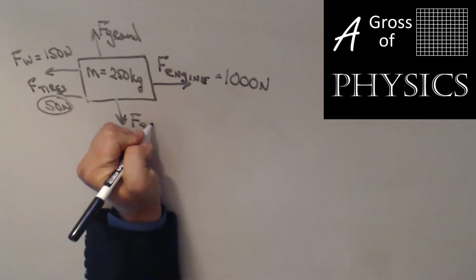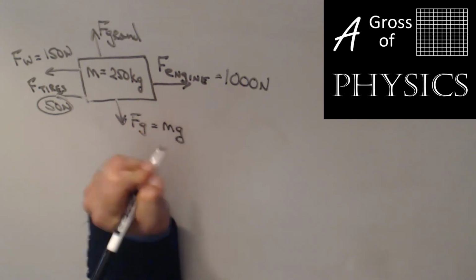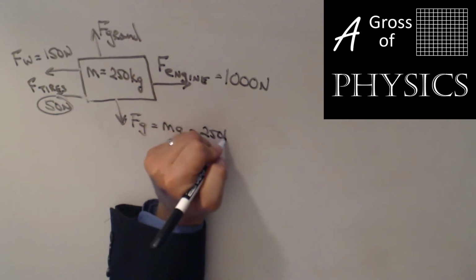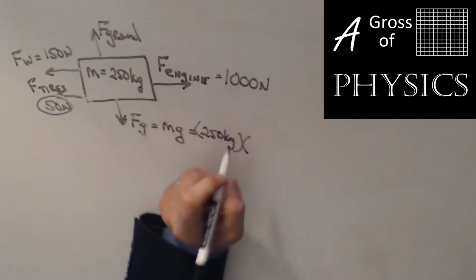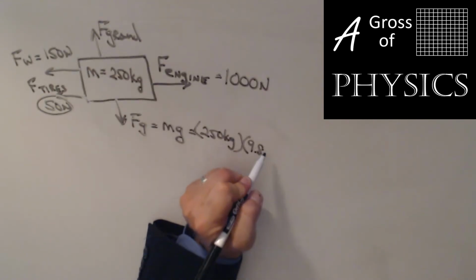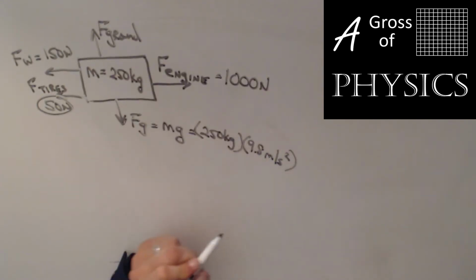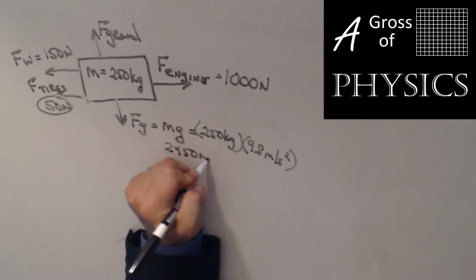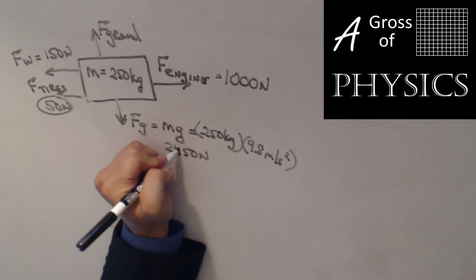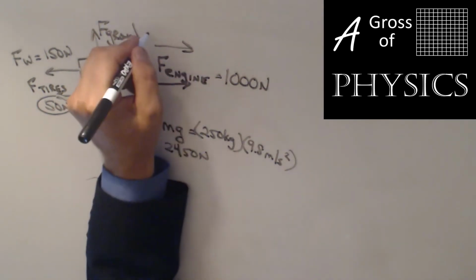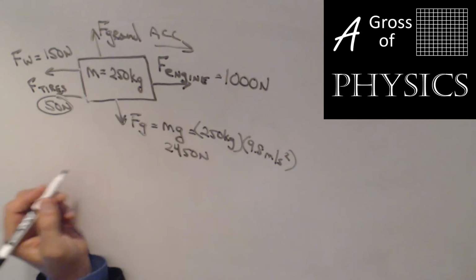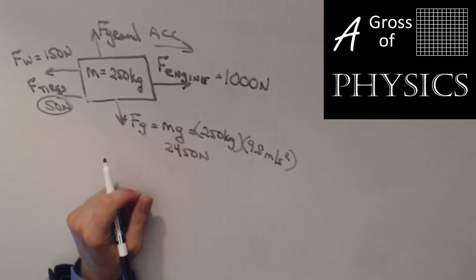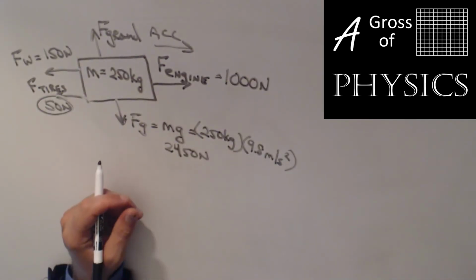So I'm going to find the force of gravity. I'm going to do mg. So that's 250 kilograms times 9.8 meters per second squared. So using the calculator, 250 times 9.8, and that'll yield 2450 newtons. Now, the direction of the car is to the right, so I'm going to put acceleration to the right. Doesn't touch the free body diagram because it's not a force, it's an acceleration.